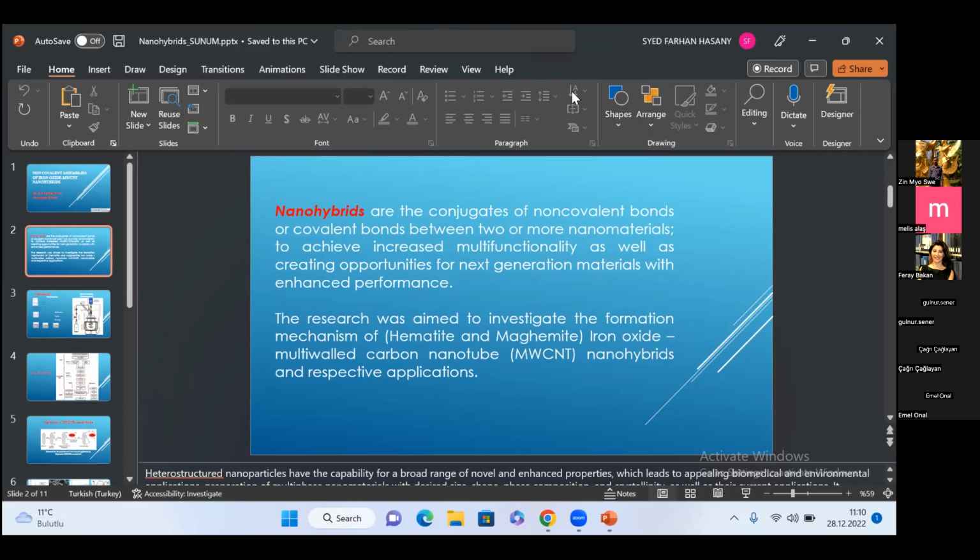For that purpose, they have a variety of applications like separation mechanisms or magnetic separation techniques, whereas hematite and respective nanohybrids may be used for sensing behaviors and different types of industrial applications.